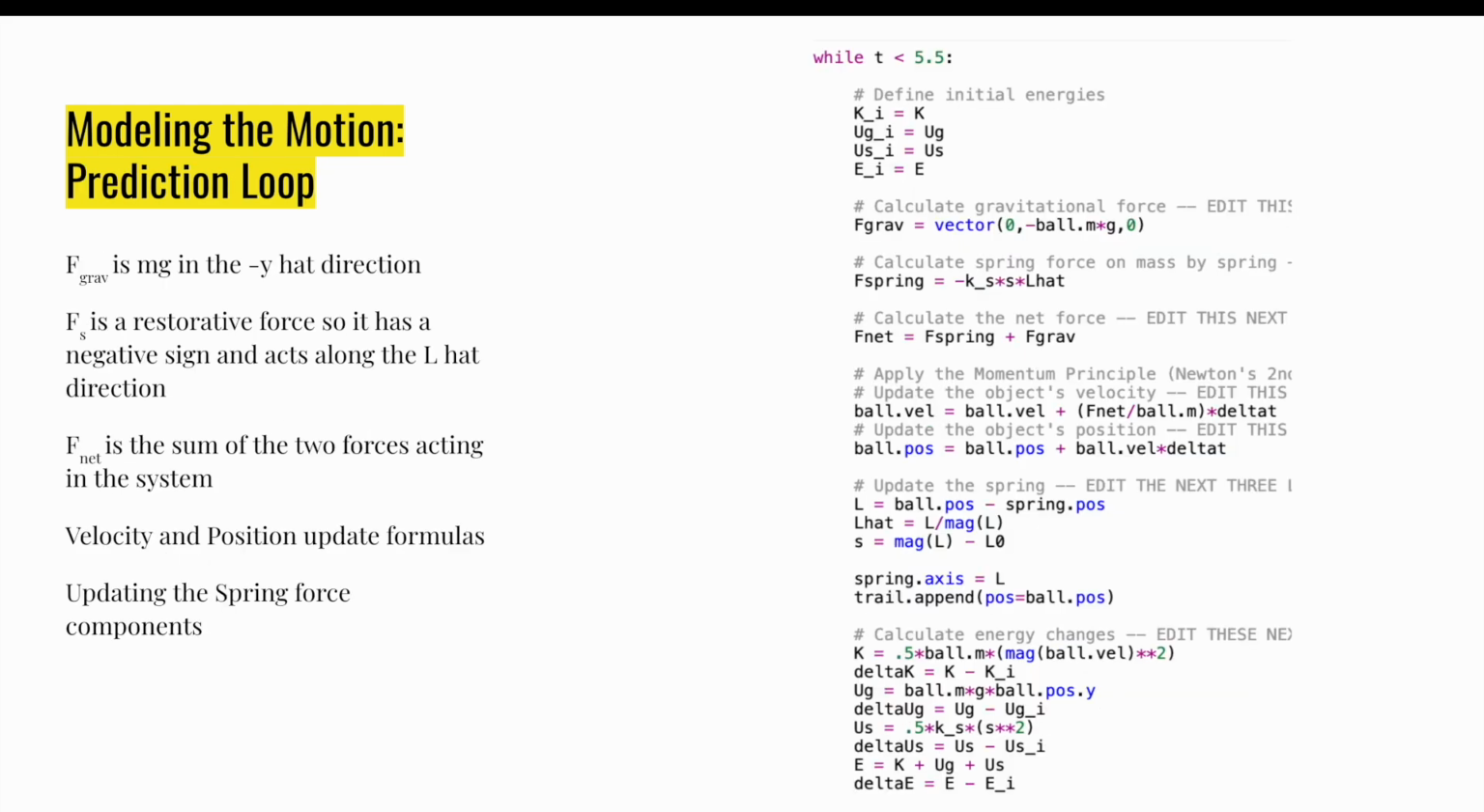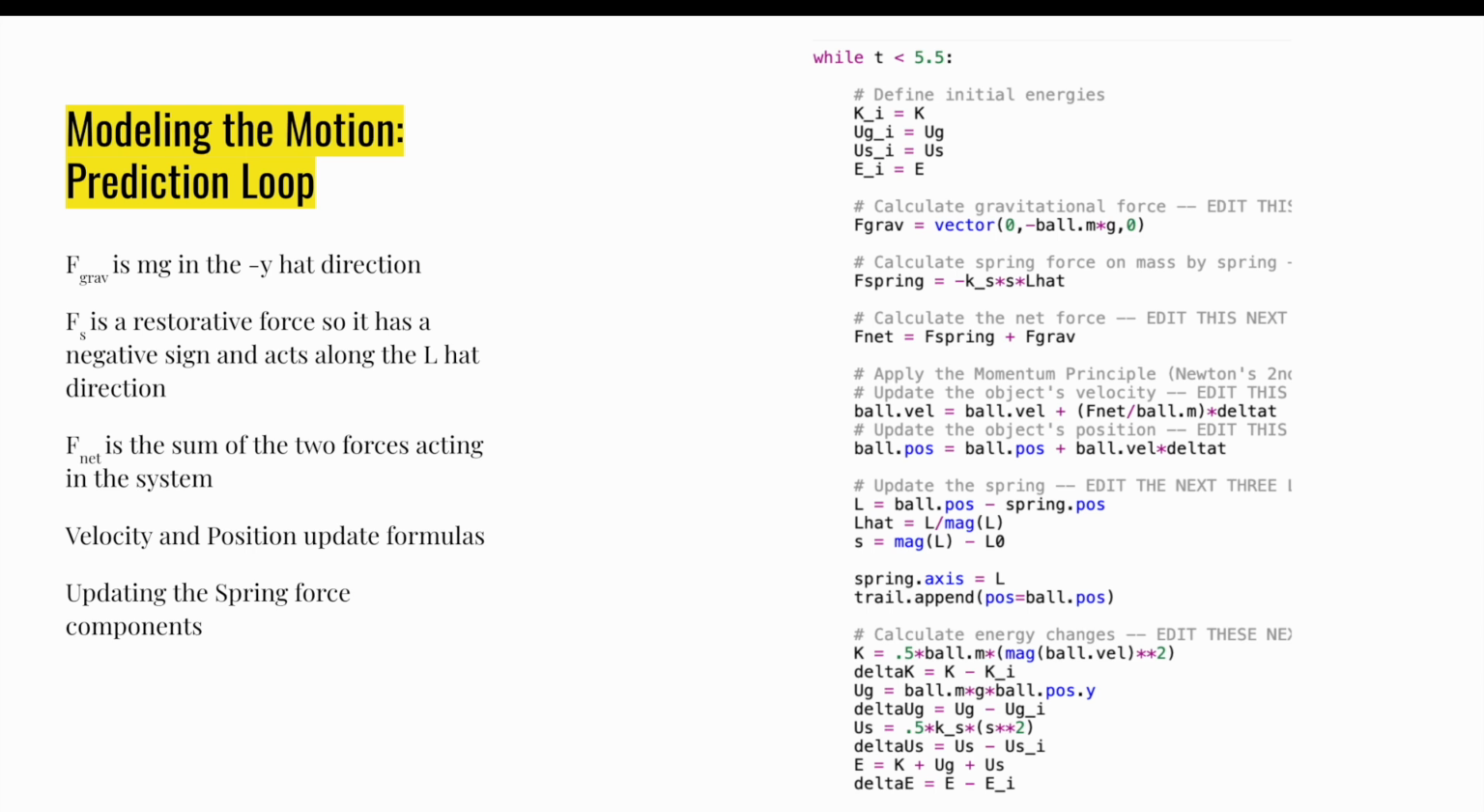We plug back in our initial values that we found above. We know that the force due to gravity is just mg in the negative y hat direction. We know that the spring force is going to be acting along the L hat unit vector, and that it is negative k, the spring constant, times s. We know that F net is going to be the sum of those two forces, and then we use our velocity update formula and our position update formula in the next part.